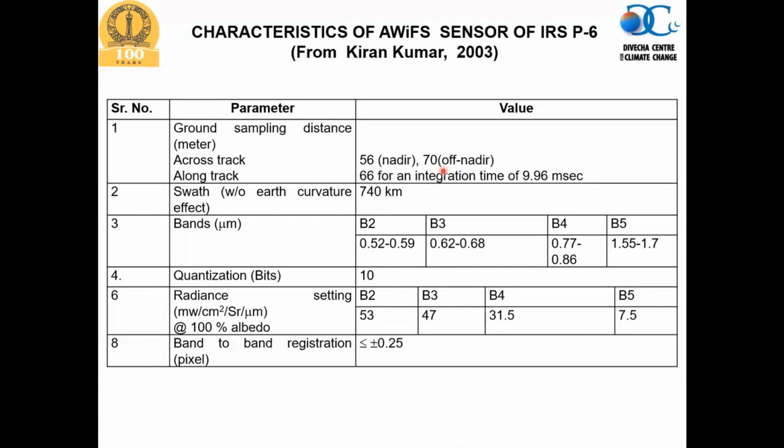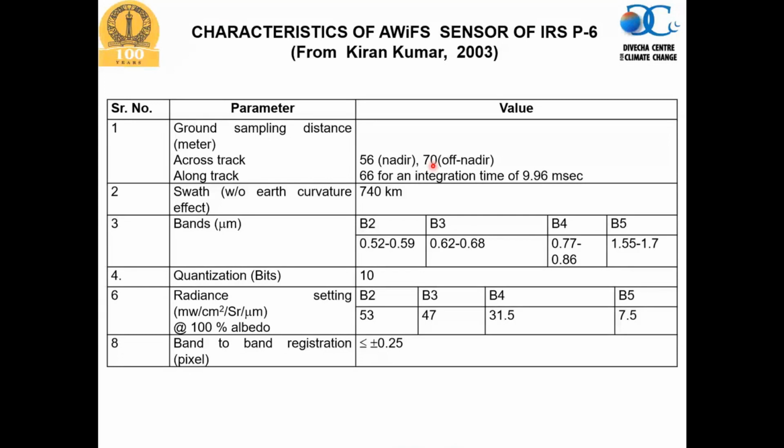Off Nadir means if you really look into the swath of the satellite, which is 740 kilometers, it is the extreme end of the swath. So if you take Nadir at the middle, you have around 370 kilometers on both sides, and 370 kilometers from Nadir, you will have 70 meters of spatial resolution. So you have 56 meters at Nadir, and 70 meters off Nadir, which is at the extreme end of your swath.